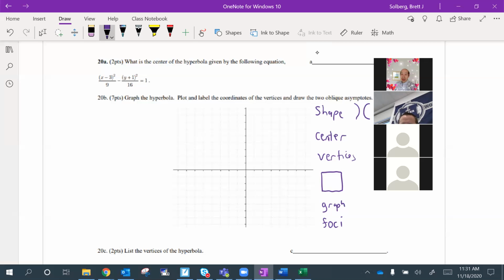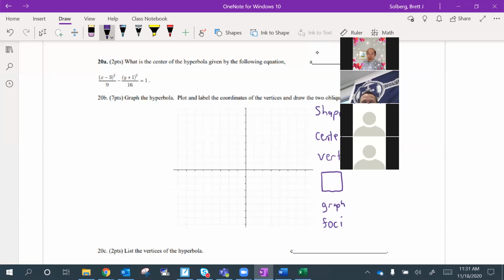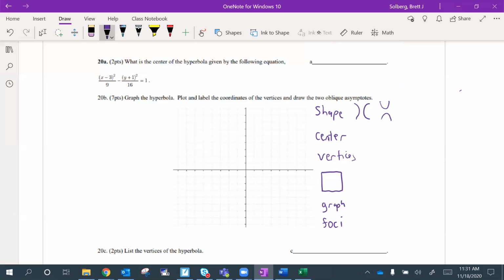We'll go from there. All right, Christy, you just start us out, okay? It's an hourglass. How did you know that? Because B is bigger than A.